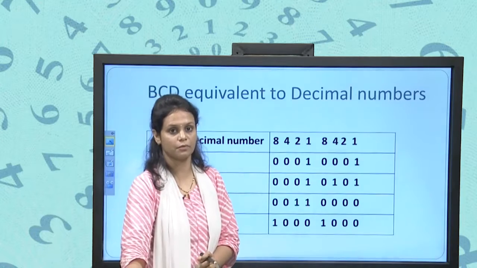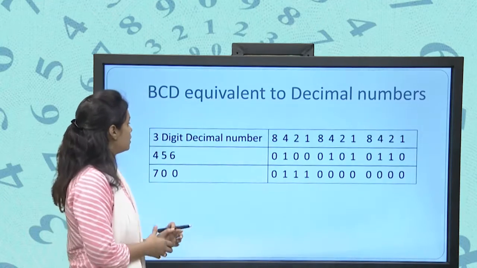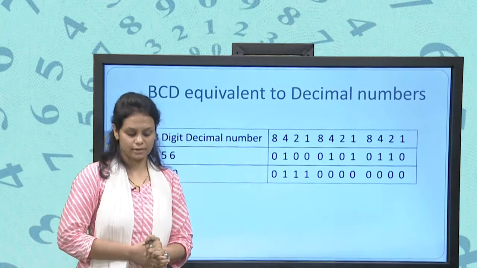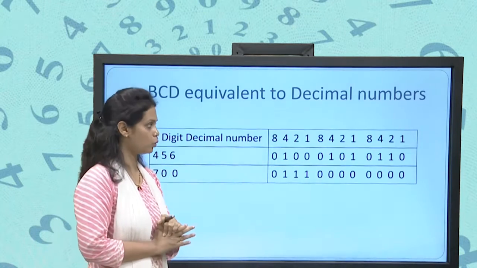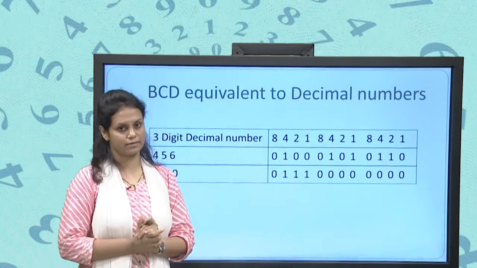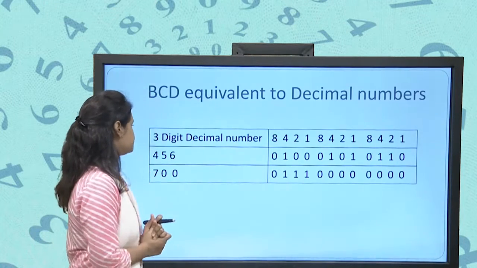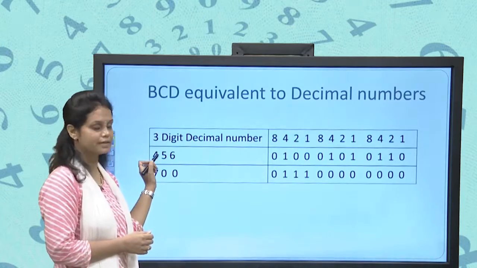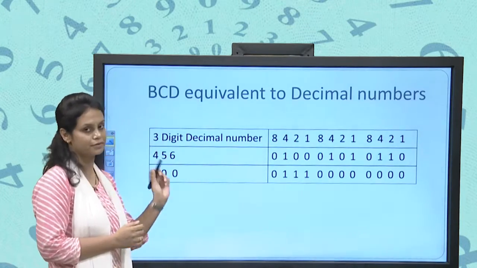We will see some more examples, so you will get your idea clear. Next we will see the example of a 3-digit decimal number, and we are going to convert this 3-digit decimal number to the binary coded decimal, to the BCD. Now see, we are having the first number, that is 456.